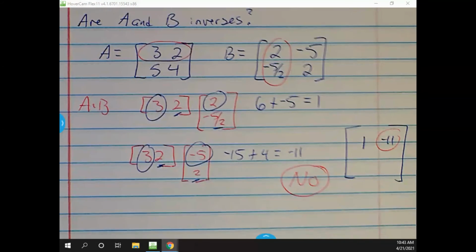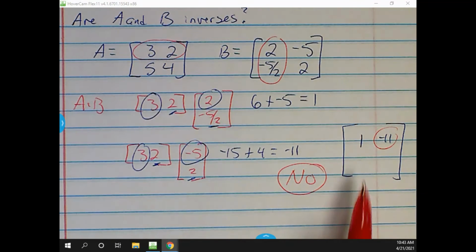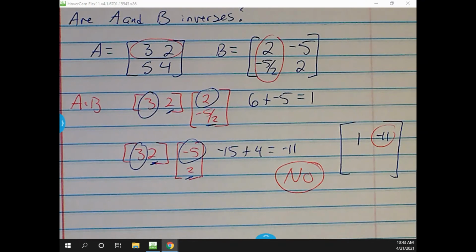Okay, so again, for inverse, if it's a 2 by 2 matrix, it has to be 1, 0, 0, 1. As soon as you get one number that doesn't fit in that pattern, then you just stop and say, all right, that's it.